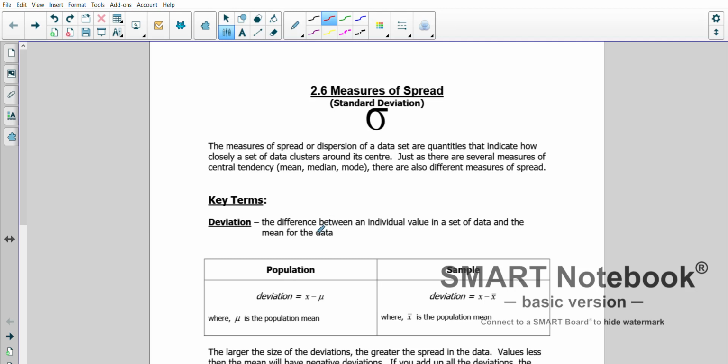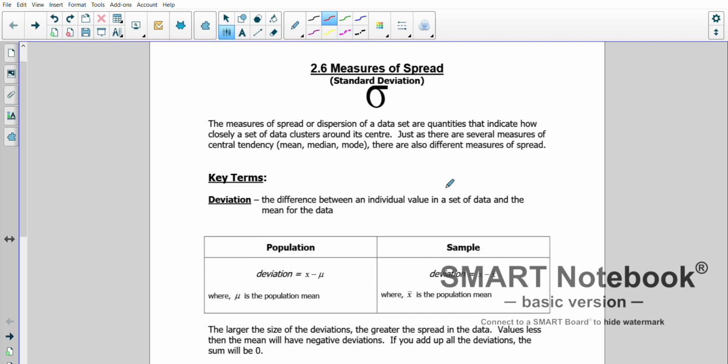This time I decided to look at 2.6, the first measures of spread lesson. I decided to do this one as well just because there's a formula in here that can look a little scary, but really if you break it down, it's not too bad at all. I have most of the note filled out just because it was a lot of tedious work that would have taken a lot of time, but we'll work together to fill in the parts that I left out.